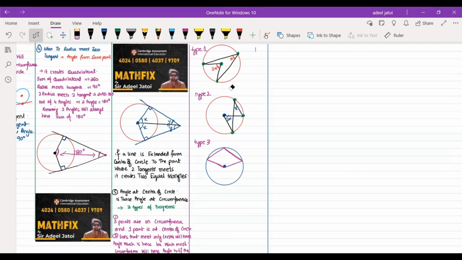So in this property, there are 3 types of diagrams that are used, and you need to understand that the angle at the center of the circle is twice the angle at the circumference. In this property, 3 points will be meeting at the circumference, and 1 point will be meeting at the center of the circle. The angle which will be twice is the angle where the 2 lines meet at the center, whereas the angle which is half is the one where the 2 lines only meet at the circumference. It will not meet at the center of the circle. That particular angle will be half the angle at the center of the circle.